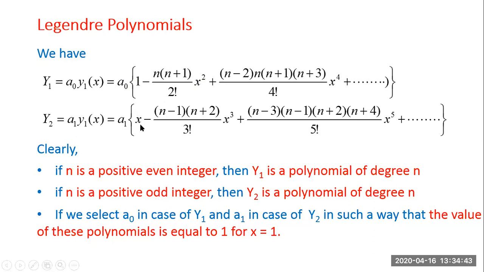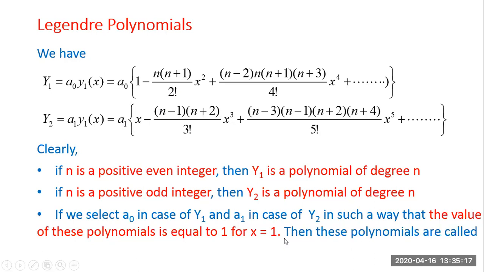Suppose if I take n is equal to 3, then y2 is a polynomial of degree 3. So all these terms will become 0. I get a polynomial of degree 3, and it contains the arbitrary constant a1. So choose a1 in such a way that if I substitute x is equal to 1 in this polynomial, the value of this entire polynomial should become 1. So if you select a0 in case of capital Y1, a1 in case of capital Y2 in such a way that the value of these polynomials is equal to 1 for x is equal to 1.